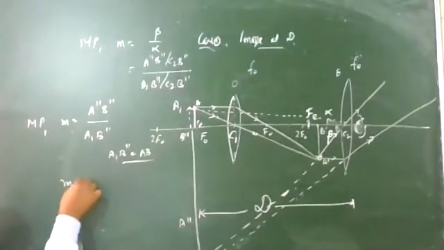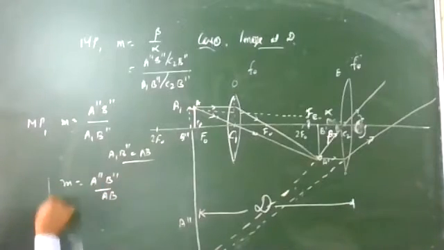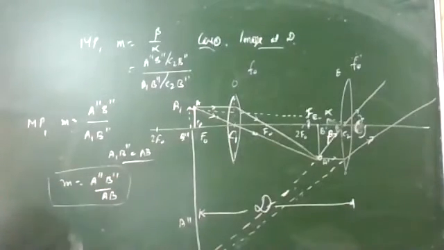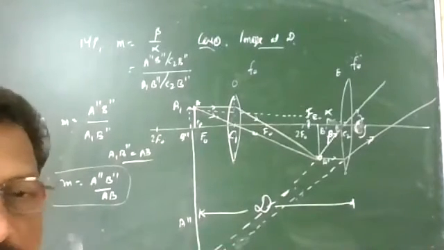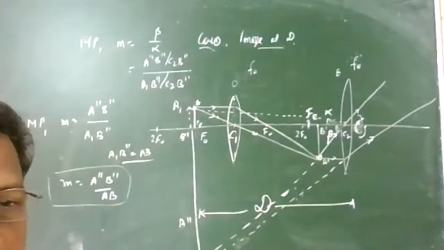So M equal to A double dash B double dash divided by A. This is the first equation we are getting. The final image is the second image, A double dash B double dash. The final image is inverted with respect to the object. So A double dash B double dash upon AB, where A double dash B double dash is the final image and AB is the starting object.